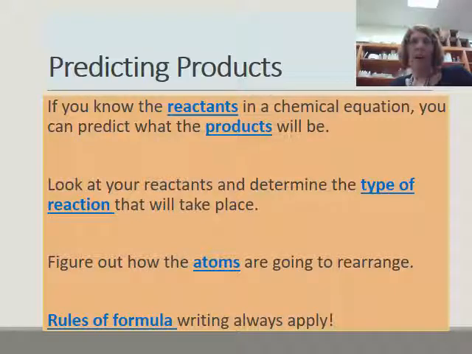Okay, now we're going to work on how to predict products. If we know our reactants, we're going to be able to predict products. We're going to look at the type of reactions that take place and then figure out how the atoms are going to rearrange. So rules of formula writing always apply.